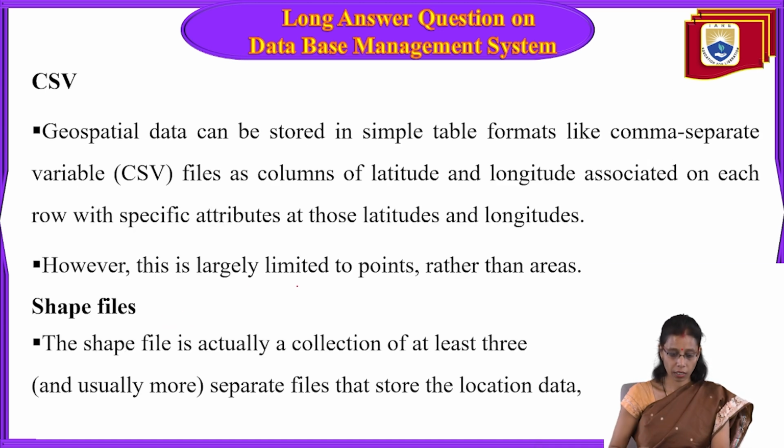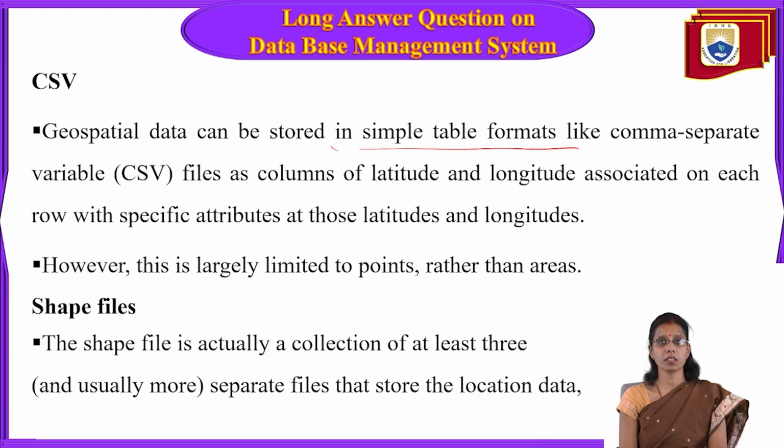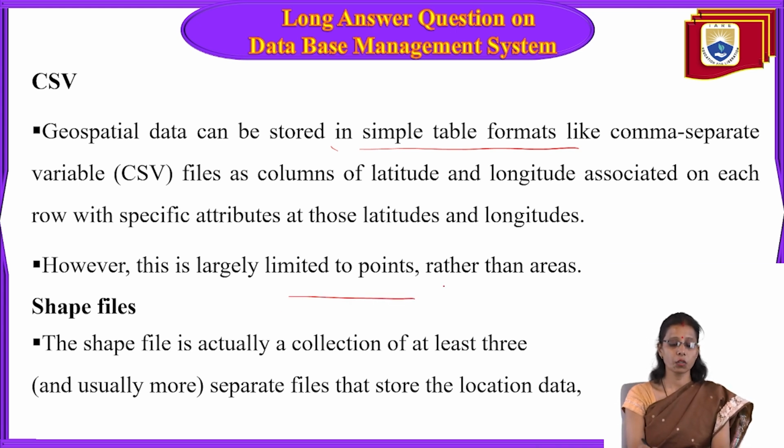Now, graphical maps. What is a graphical map here? Geospatial data can be stored in simple table formats like comma separated variable files, with columns of latitude and longitude and, on each row, specific attributes at those latitudes and longitudes. However, this is largely limited to points rather than areas. This CSV file is stored in a table file format like Excel sheets. We can store this information as attribute data, and it can be easily stored and viewed.